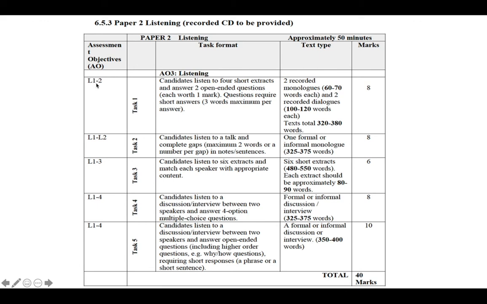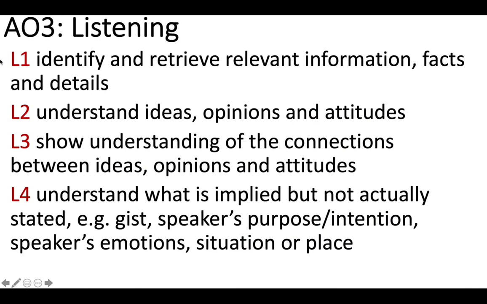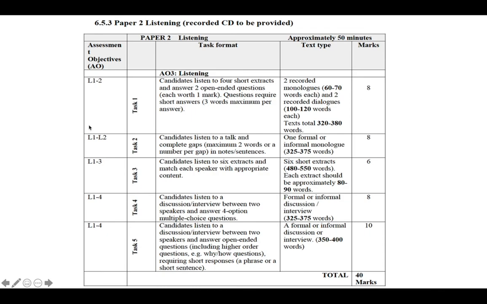So here L1, L1, 2. So here you can see the numbers, right? You can see the numbers here. And this is what it means here. Like, what are they assessing? So you can see here, they only look at assessment objective 1 and 2. Here 1 and 2. 1, 2, 3. Here 1, 2, 3, 4. And here 1, 2, 3, 4.